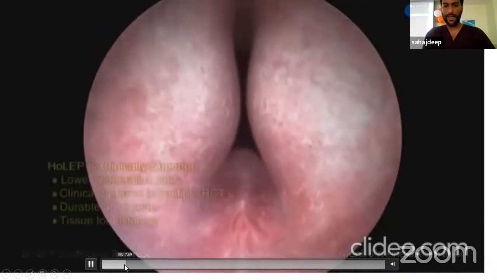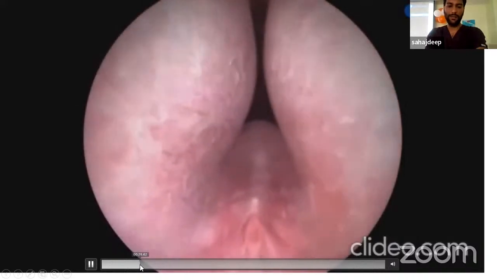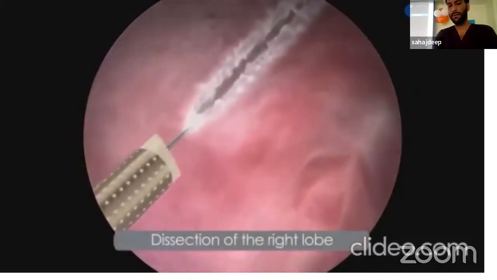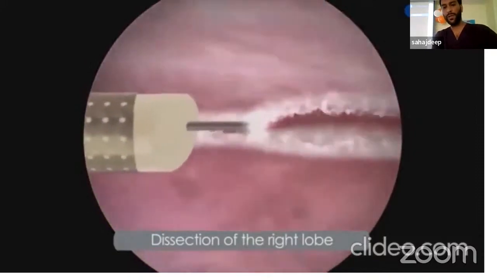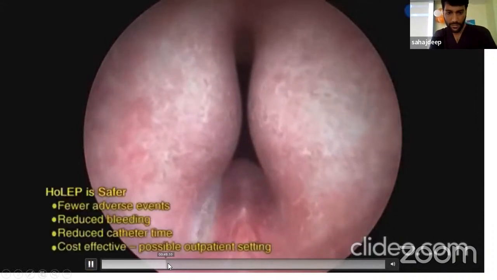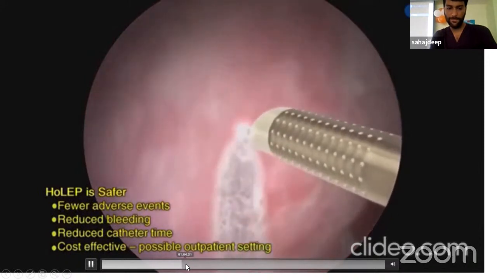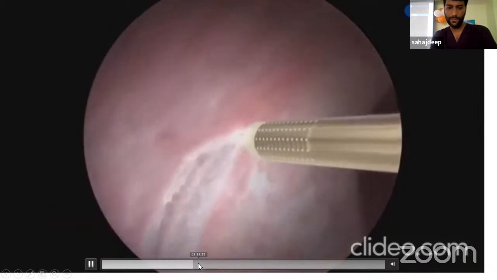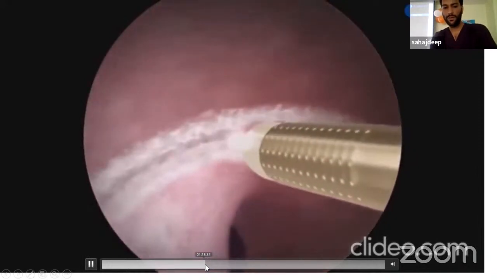In this, we make an incision at 5 o'clock or 7 o'clock. At 7 o'clock, we place the incision proximal and lateral to the verumontanum. The incision is deepened up to the capsule and circumferentially taken up to the 12 o'clock.